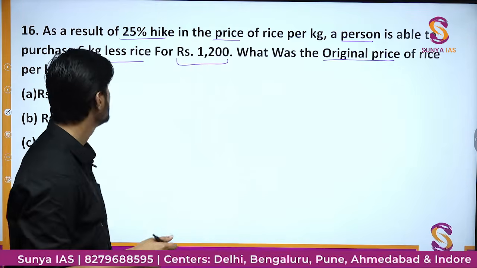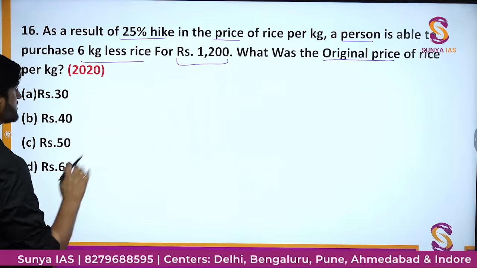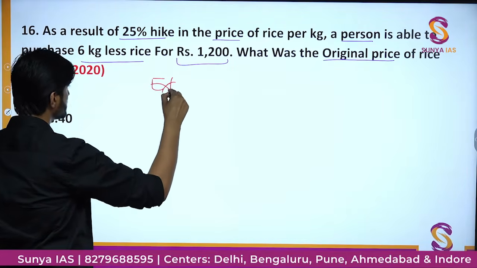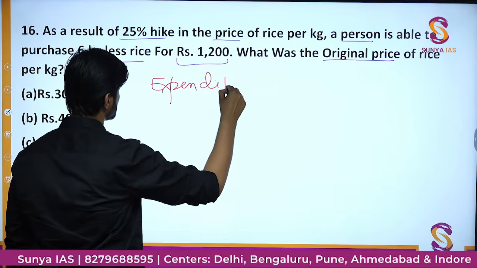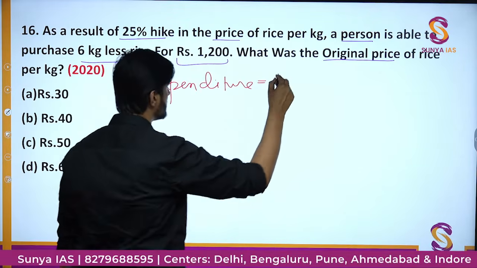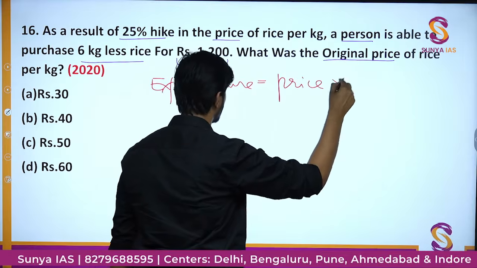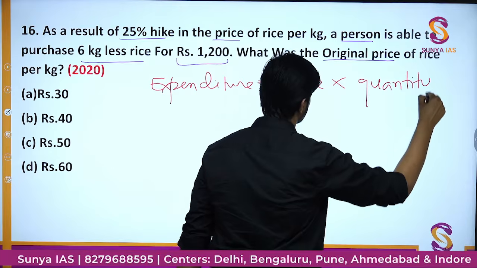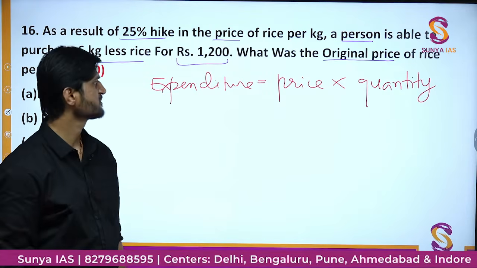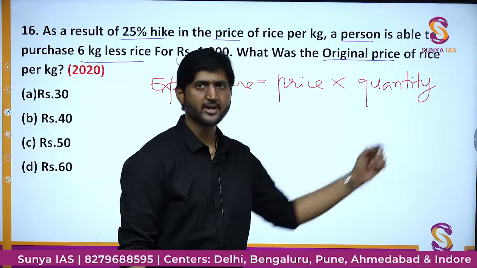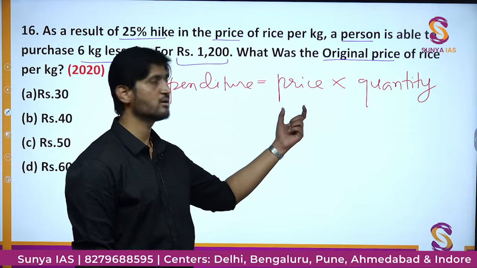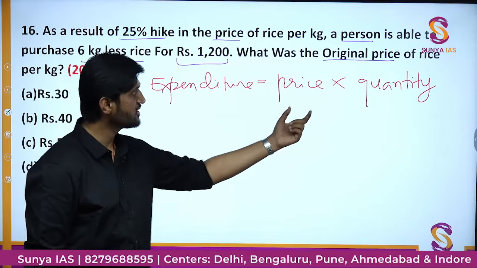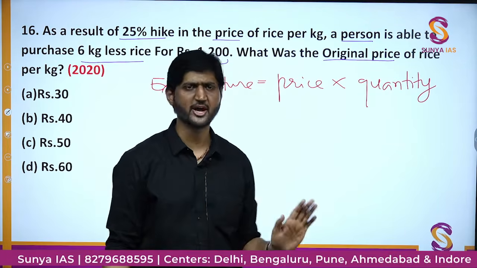In this question, one basic thing which we have to understand is that there is one concept which says that the expenditure is nothing but price into quantity. Suppose he is purchasing 10 kgs of rice and the price per kg is rupees 60. So overall expenditure would be how much? 60 into 10, that is 600 rupees. That is the basic idea I am telling you.